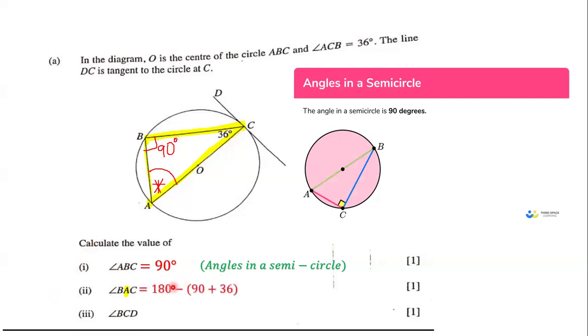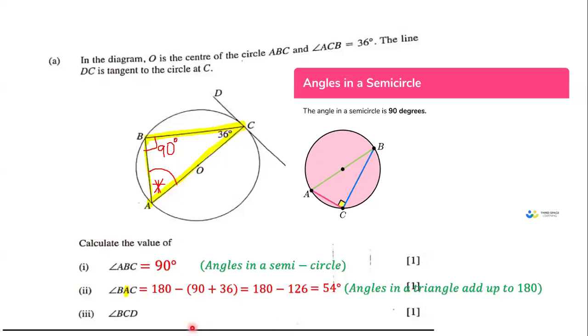So we have 180 minus the sum of 90 and 36. That gives us 180 minus 126, and 180 minus 126 is 54 degrees. That's because angles in a triangle add up to 180 degrees.